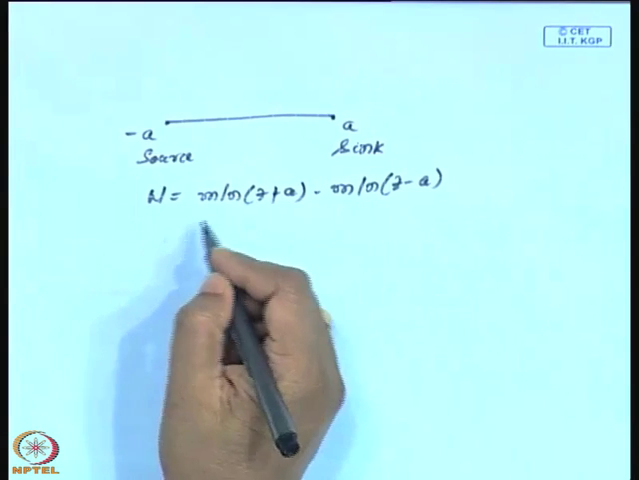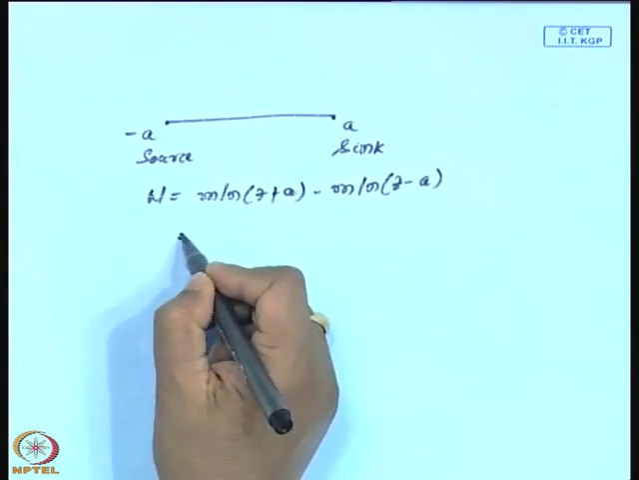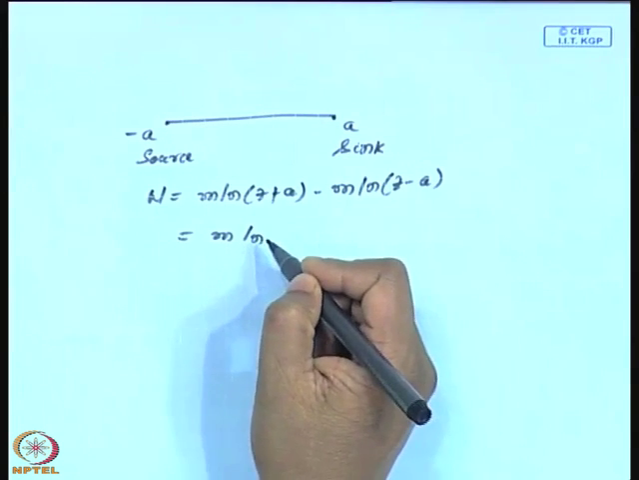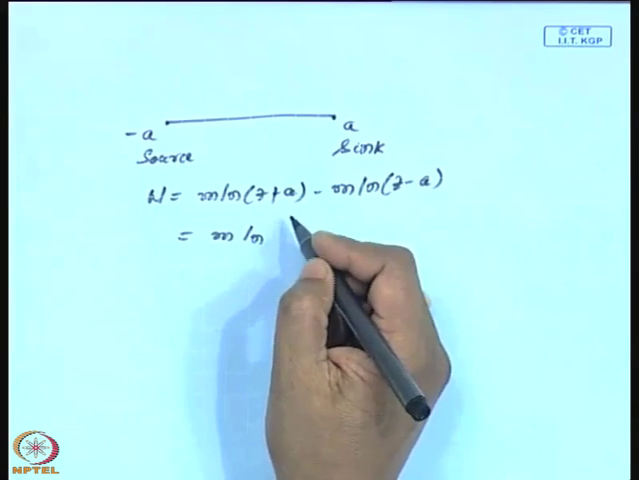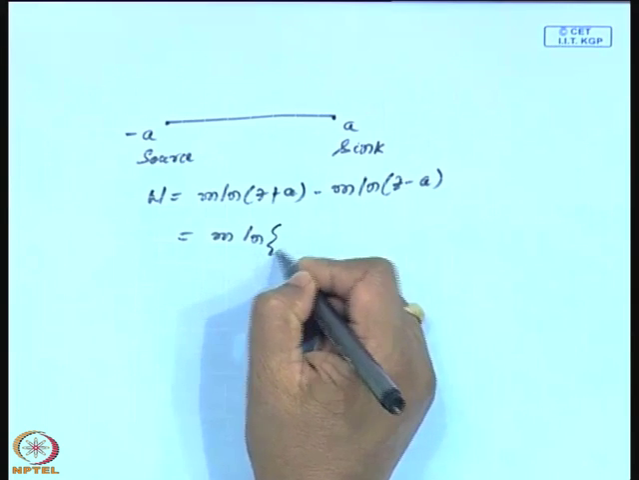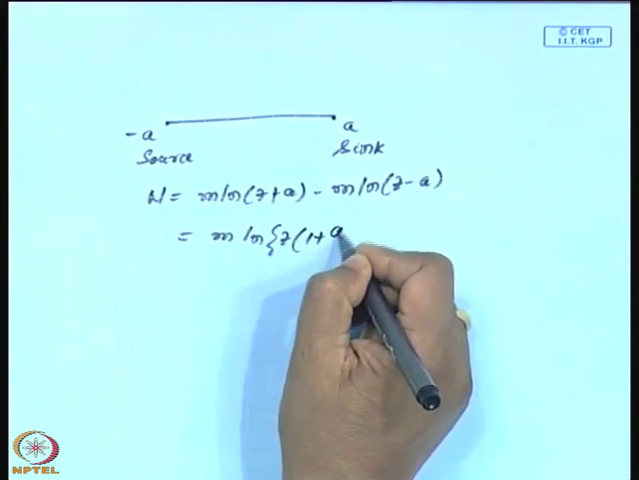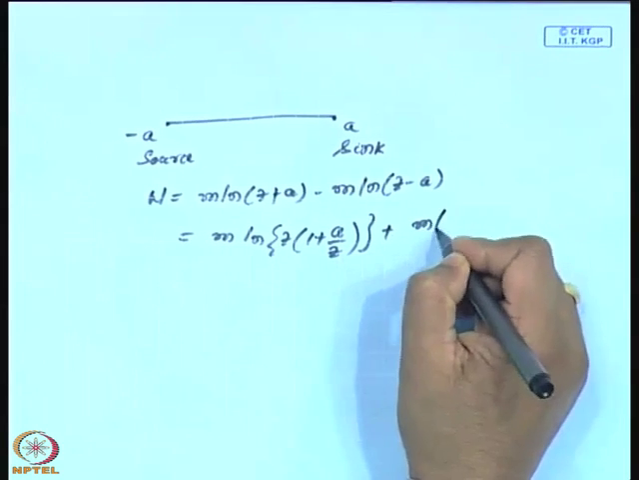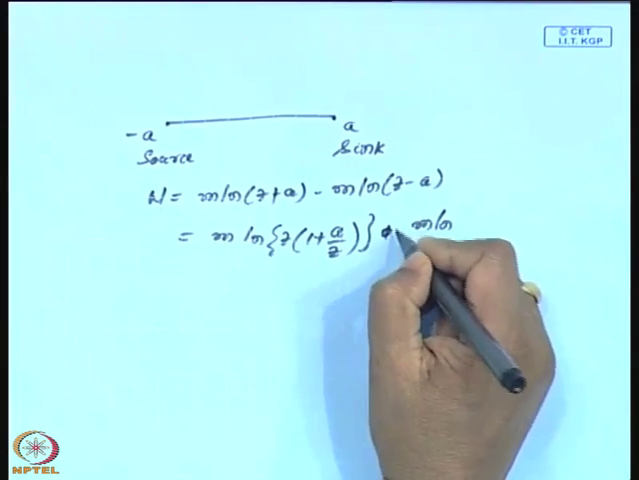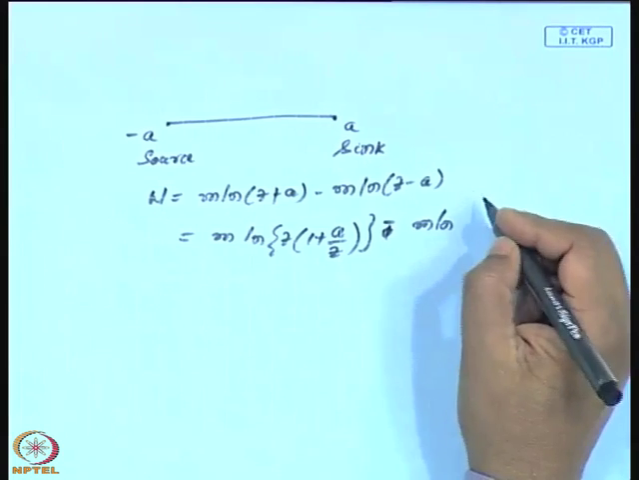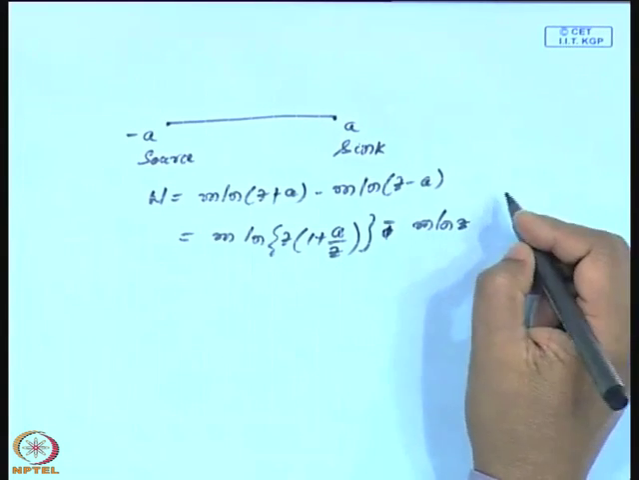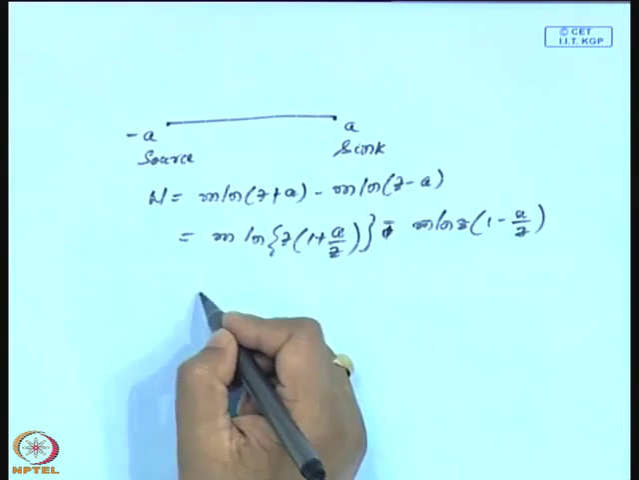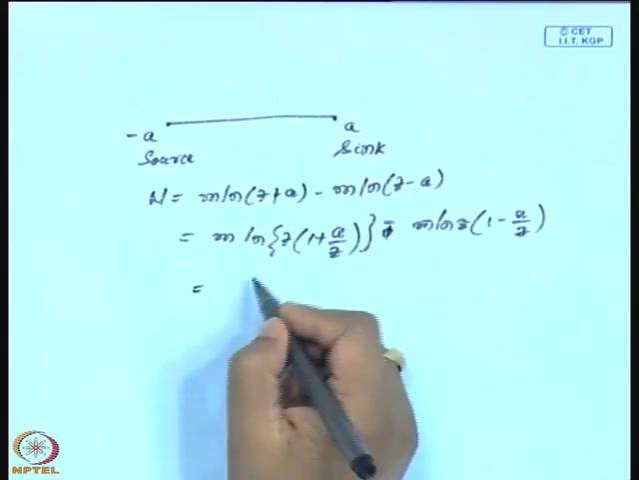which I can write as m log z into (1 plus a by z) minus m log z into (1 minus a by z), and this gives me m log z.